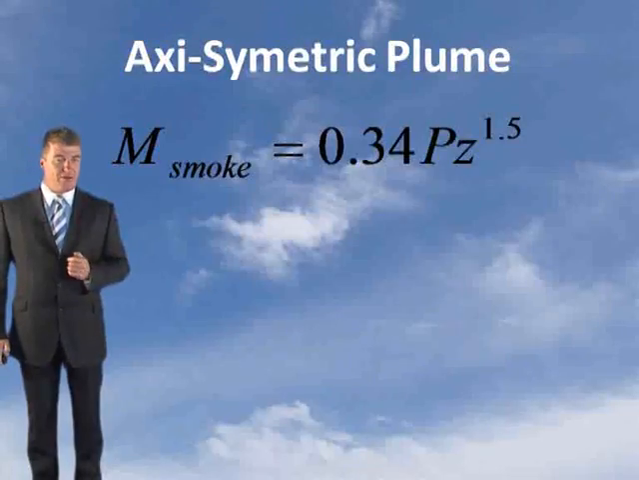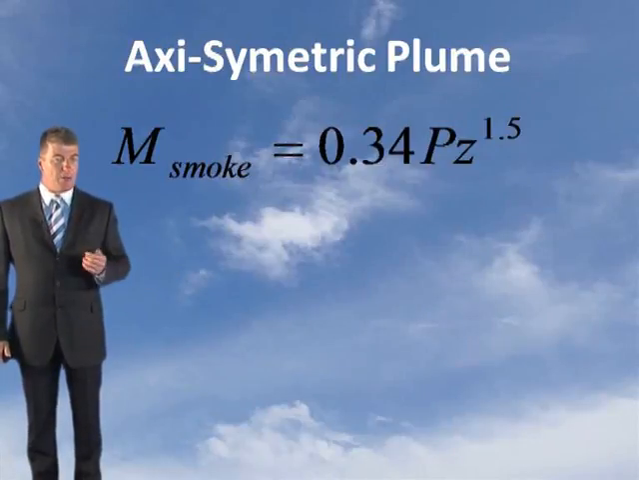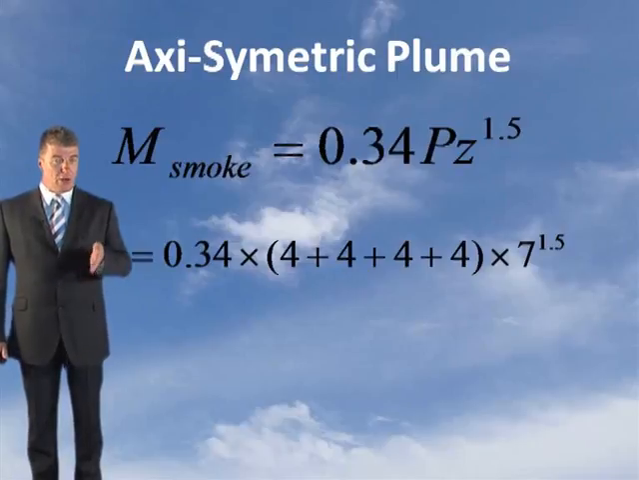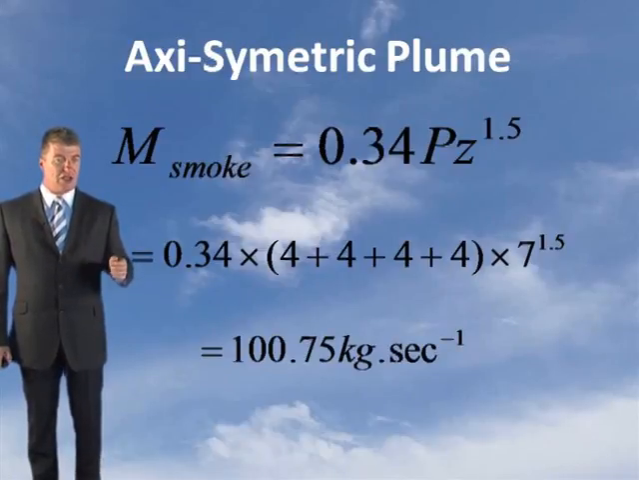So let's put that in the formula, 0.34. The mass flow rate of smoke is 0.34 times 4 plus 4 plus 4 plus 4, multiplied by the clear layer height, which is 7 to the power of 1.5, and you get 100.75 kilograms a second. So that is the mass flow rate of smoke for that calculation, mainly because it's classified as a small room and you're using a higher coefficient of entrainment.